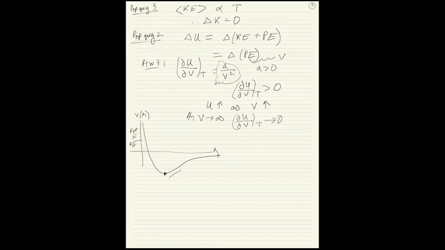As you increase the volume, the average separation between the particles increases. Therefore, the average potential energy goes up. Therefore, delta PE is positive. And since delta KE is equal to 0, delta U is positive. So dU is positive in this case. So 24% of you got it right.